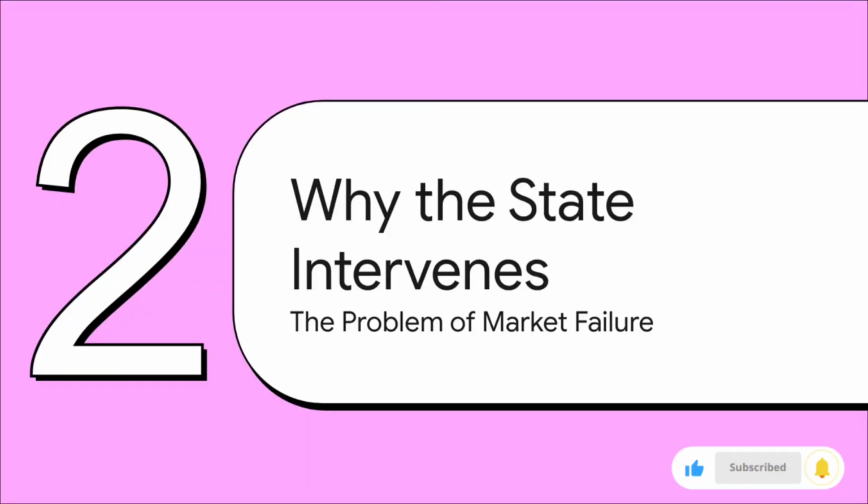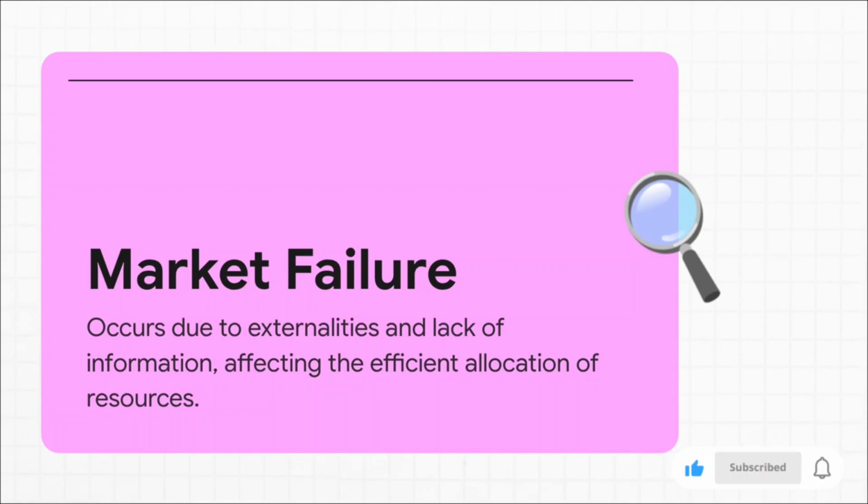Okay, so if the market is such an efficient engine, why does the state have to step in at all? I mean, why doesn't it just let the market do its thing? Well, the answer is a concept you absolutely 100% need to know for your exams: market failure. You see, the simple truth is markets are not perfect. A classic textbook example is a factory that pollutes a river.